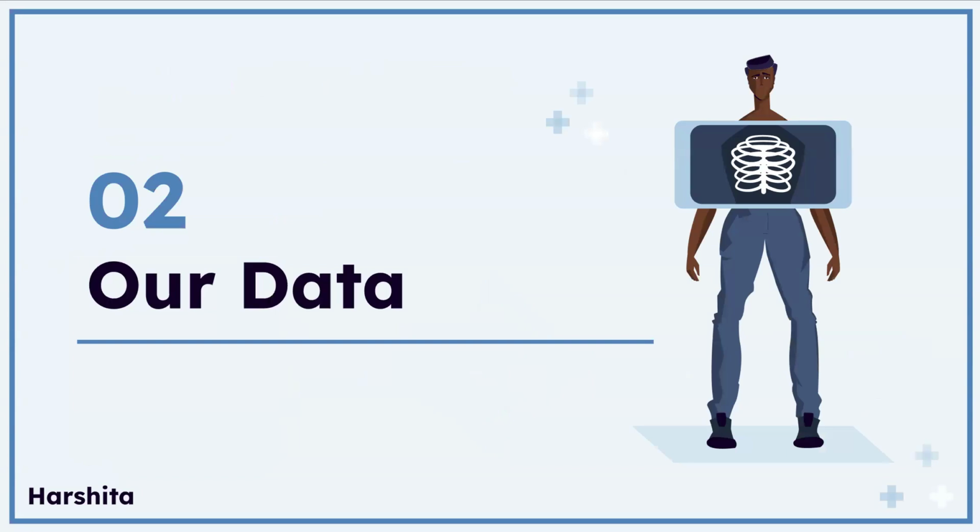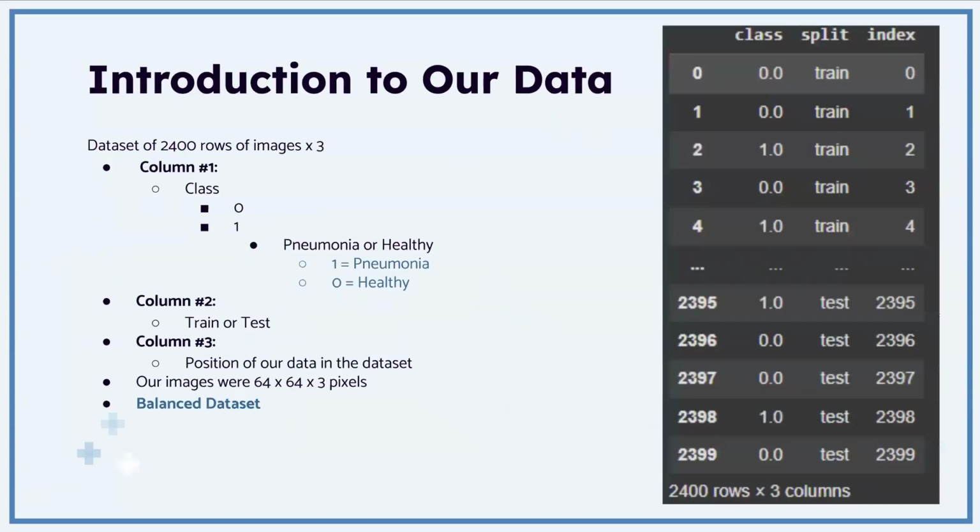All right, so diving into our data, we start with the data set of 2,400 chest X-ray images, each labeled as either pneumonia or healthy. The images were already pre-processed and resized to 64 by 64 pixels with three color channels, which made our job easier when feeding it into our models. Each one of the data set had three parts, where 1 equals pneumonia and 0 equals healthy, the split, train or test, and the index for the image location.